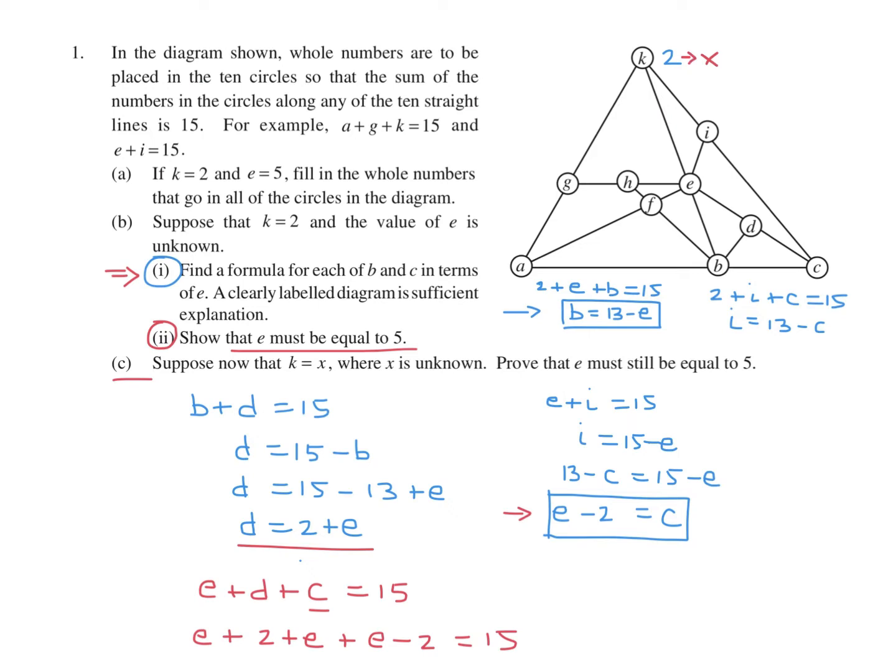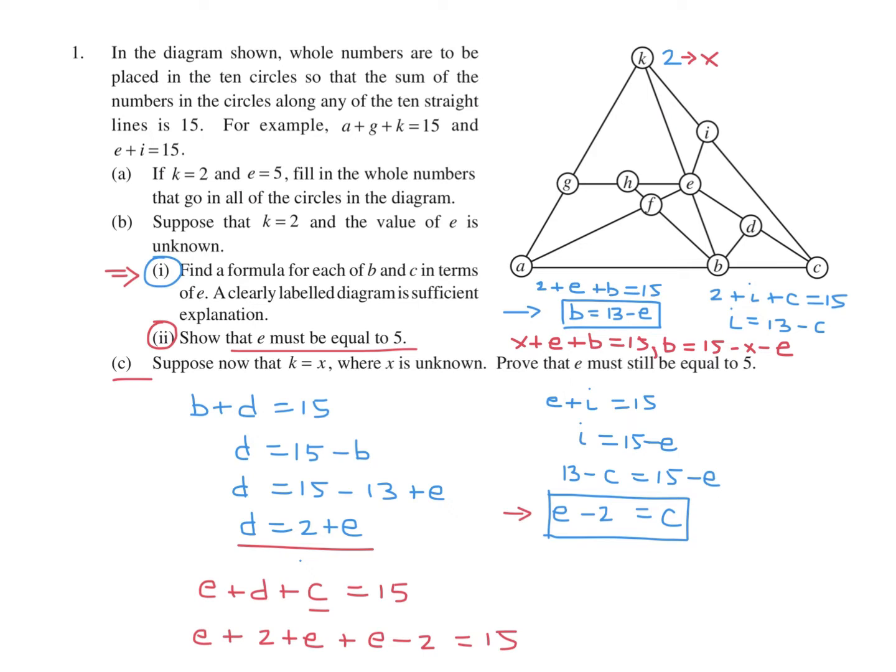If K is equal to X, then our equations change a little bit. Instead of 2 plus E plus B, it becomes X plus E plus B is 15 for that line. Then our equation for B is B equals 15 minus X minus E.